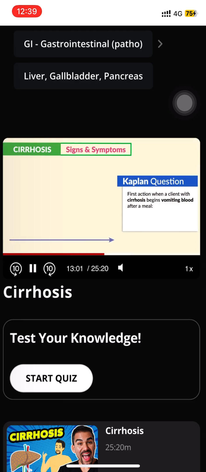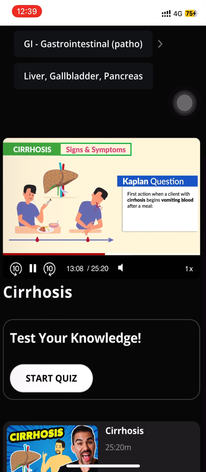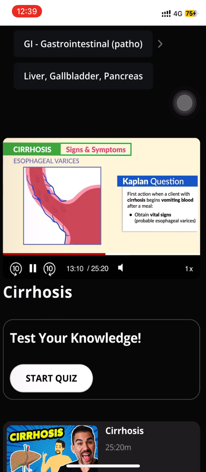Now, Kaplan mentions the first action when a client with cirrhosis begins to vomit blood after a meal. Obtain vital signs. The probable cause is esophageal varices.